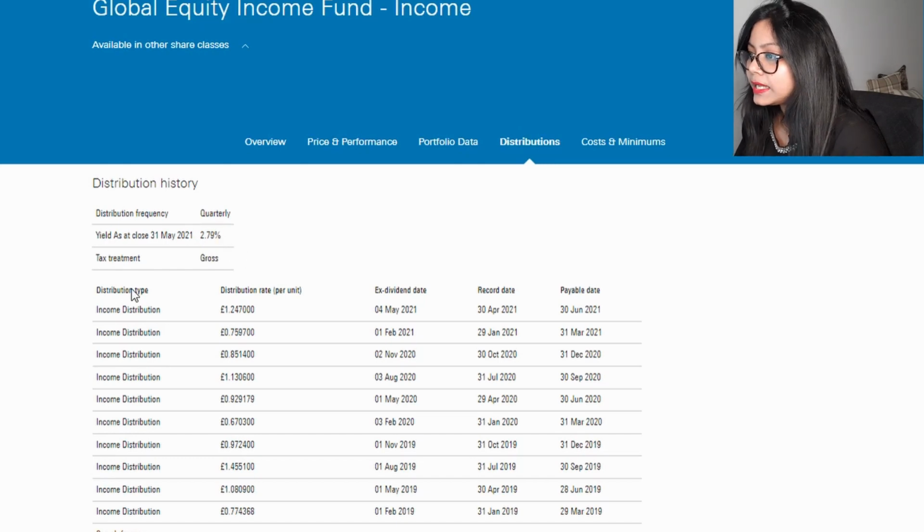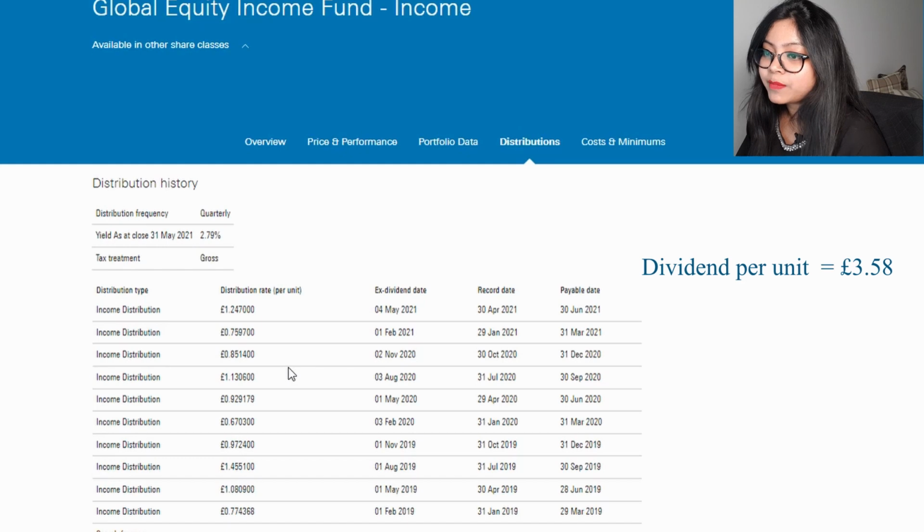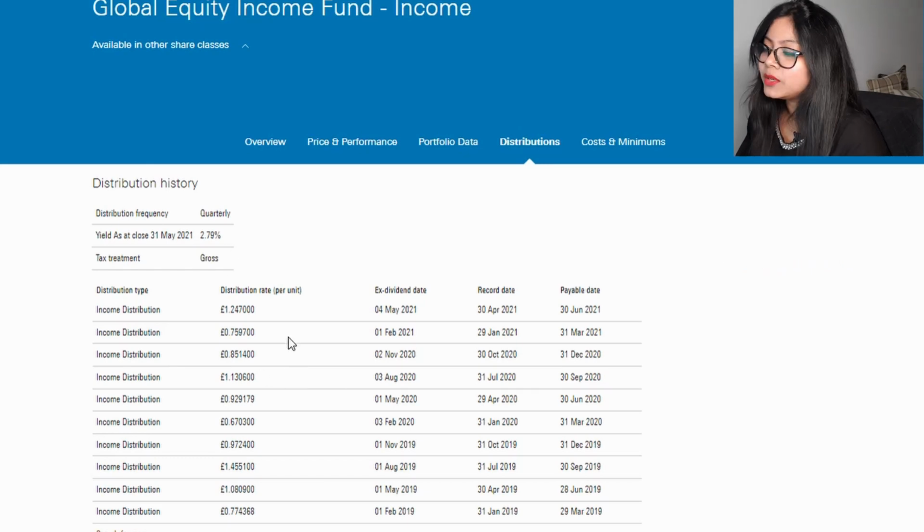You can see at the bottom they have the distribution type. Let's look at 2020. They paid out the first dividend in March 2020, and they paid out 0.67 pence per unit of investment that you held. Then they paid in June, September, and then in December. If I add up these distribution rates for 2020, it adds up to £3.58 per unit held. So if you hold 100 units in this fund, you can expect to get £358 in dividend income last year, and you can expect to get something similar this year as well.